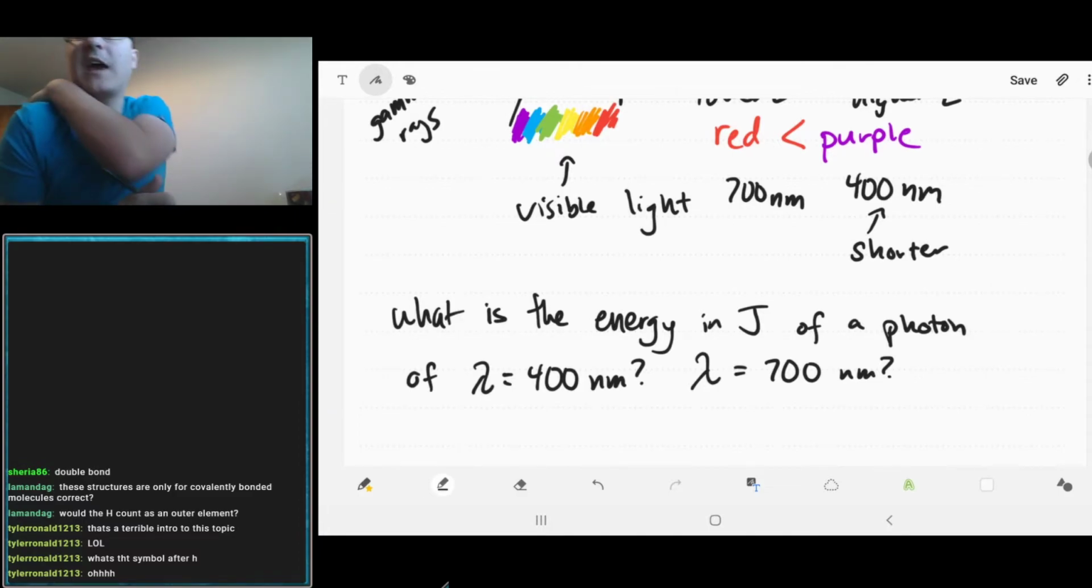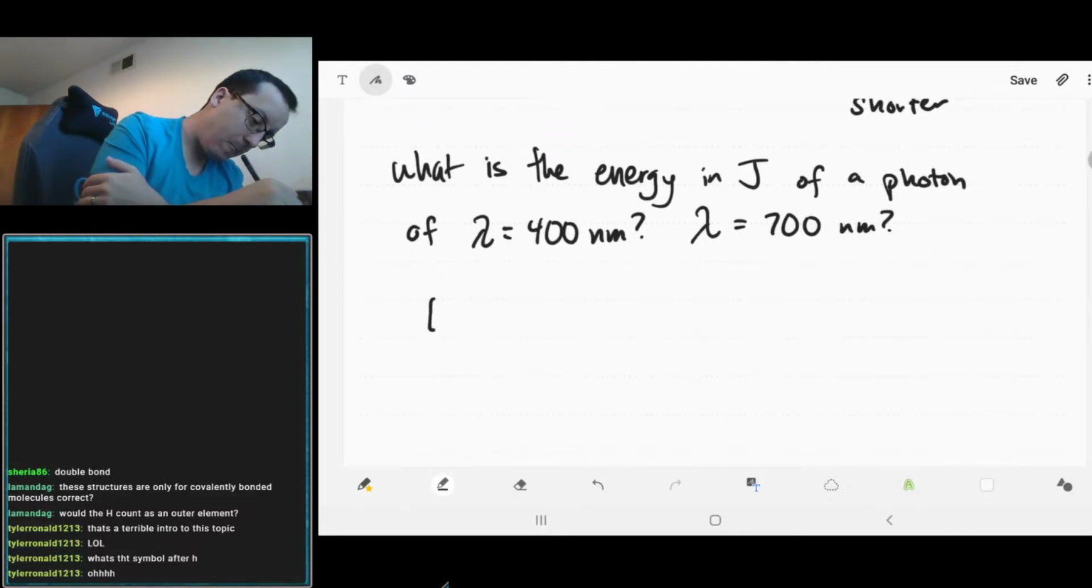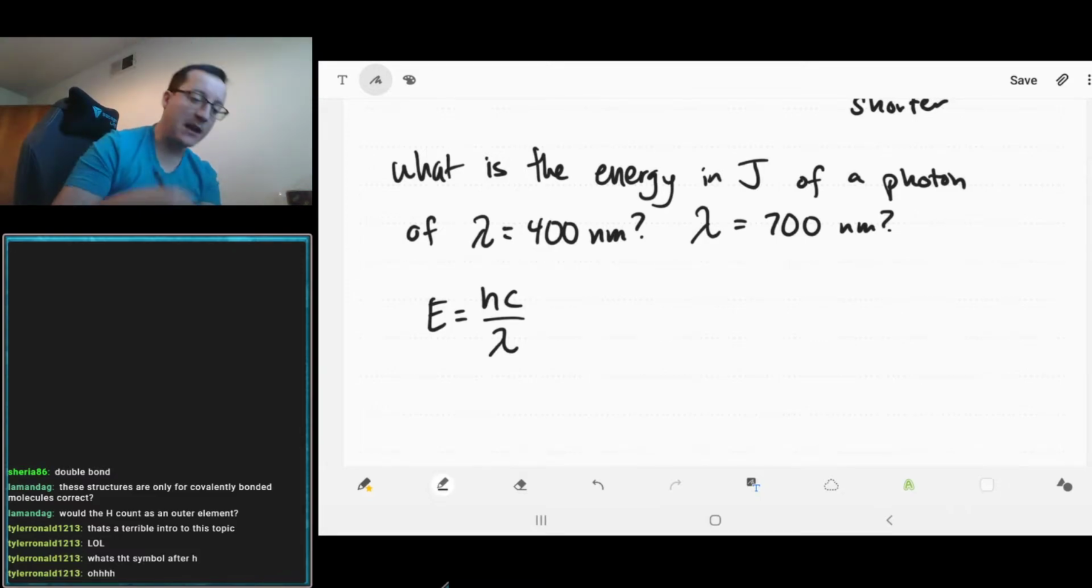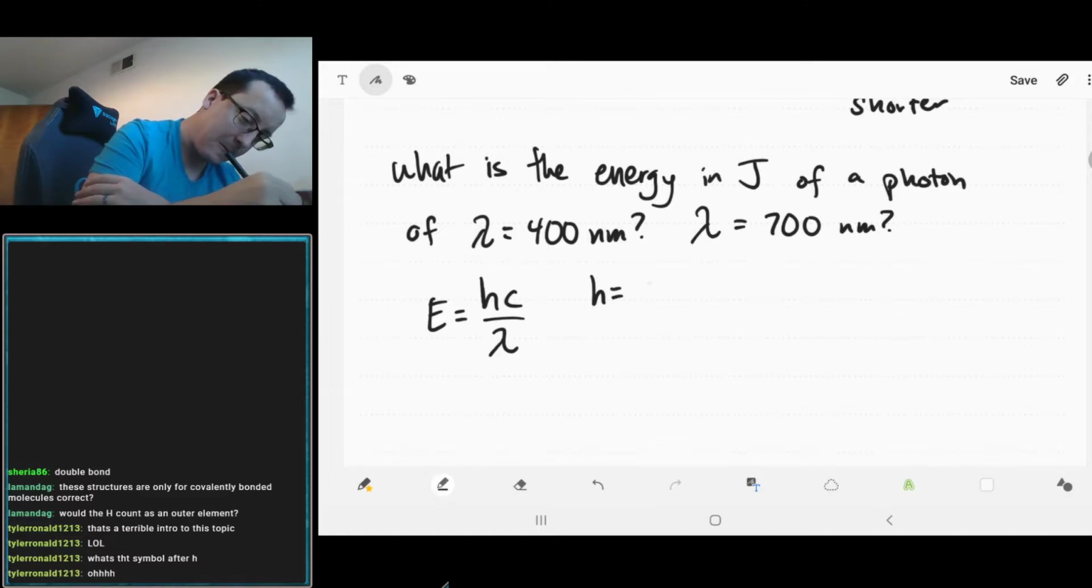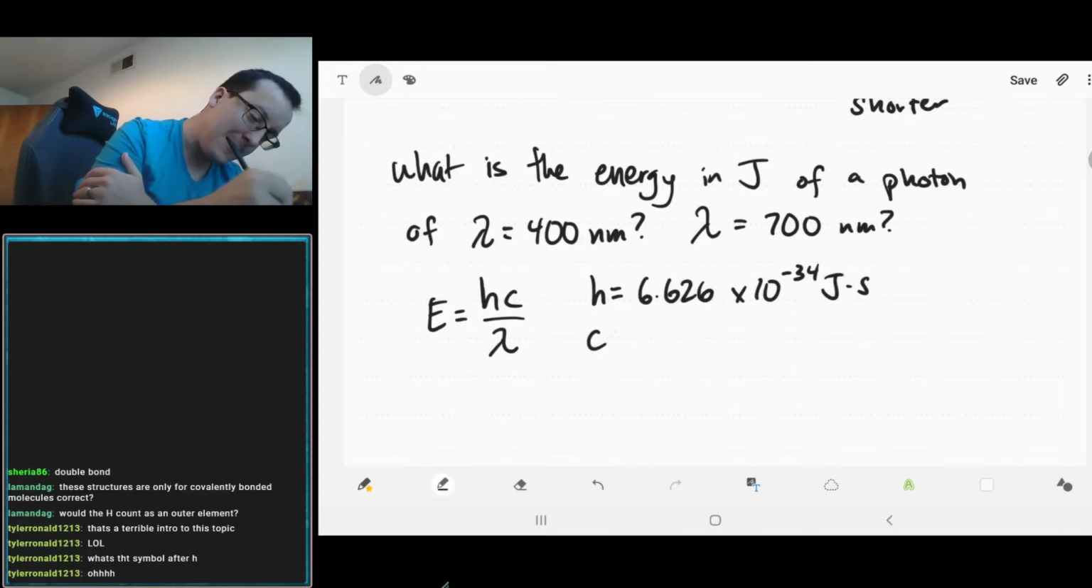And so we have our handy dandy formula. The energy of the photon is related to hc over lambda. So remember that h is that constant, and c, of course, speed of light.